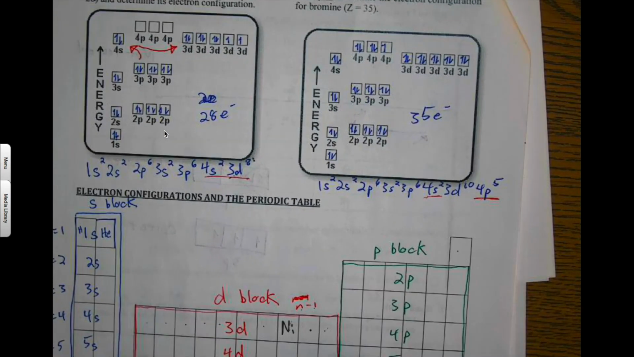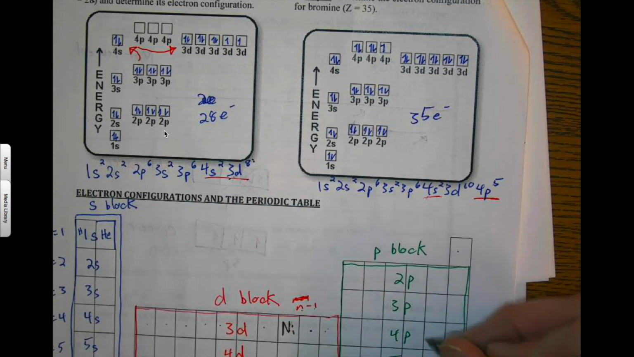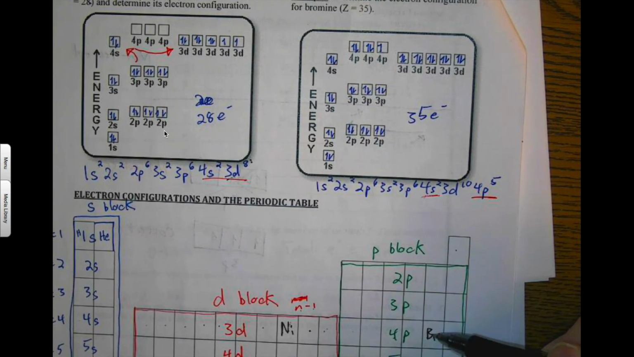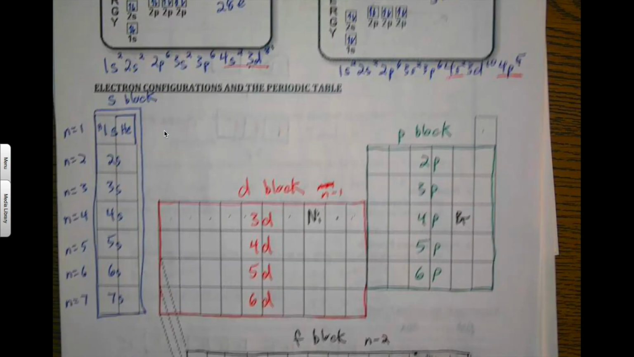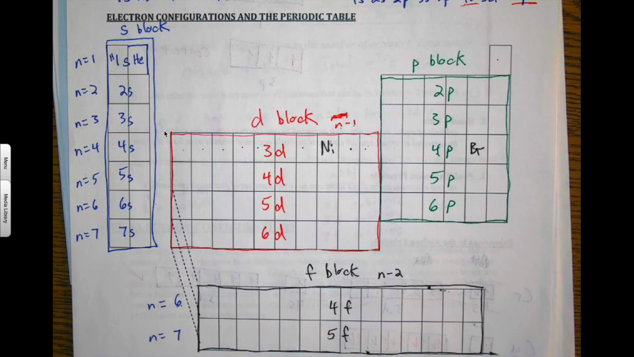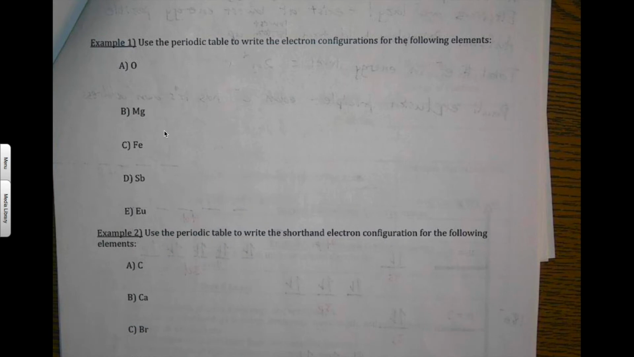And for bromine, bromine is right here on the same row, but it's over here. So its last configuration would be 4p, 1, 2, 3, 4, 5 over. So 4p5. See how that works? Aha! Very good. It's like we planned it that way. This is very important. Building blocks of chemistry. So using the periodic table, let's write the electron configurations for the following elements.